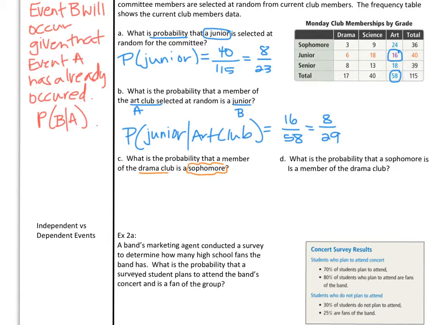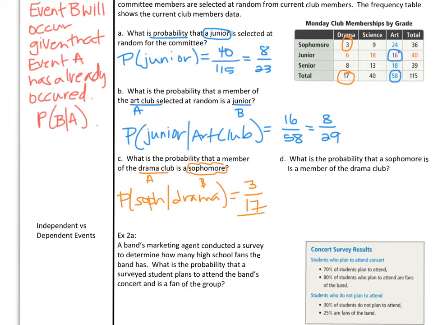Again, we're not looking at all the possible ways this can happen. We're just trying to figure out within this scenario, what is the probability? So now we want to figure out, knowing that a drama club student was selected, what's the probability they were a sophomore? So we'll put sophomore selected out of the drama club participants. Now the drama club, let's see. Oh, there's only 17 students in drama. That would be our possible group to select from. And there are only 3 sophomores, so 3 out of 17.